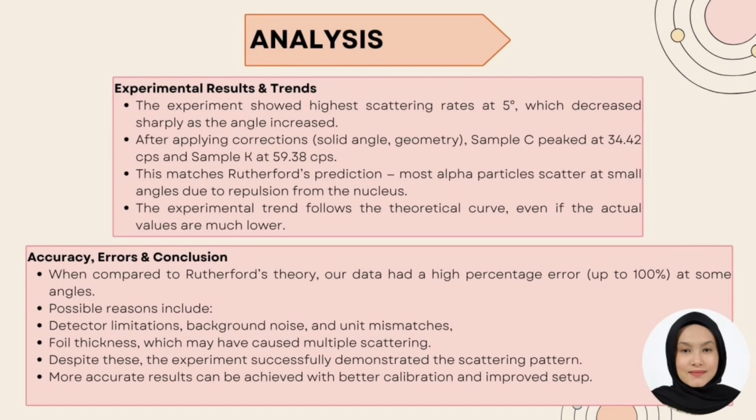For analysis, both samples showed peak scattering at small angles, matching Rutherford's prediction. Sample K had a higher count rate due to its foil characteristics. The data followed the theoretical curve even with high percentage errors due to equipment limits and scattering effects. This experiment successfully demonstrated the scattering trend predicted by Rutherford's atomic model.